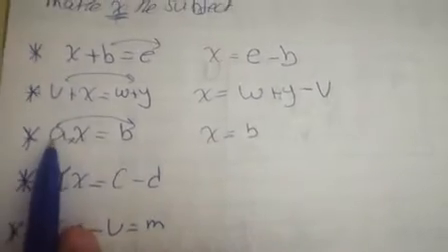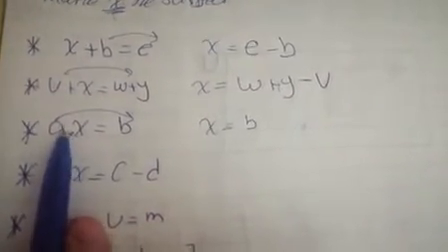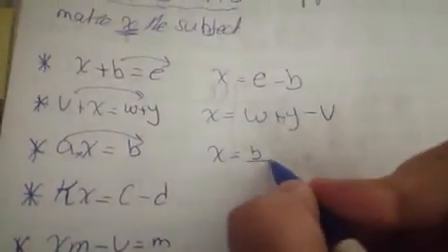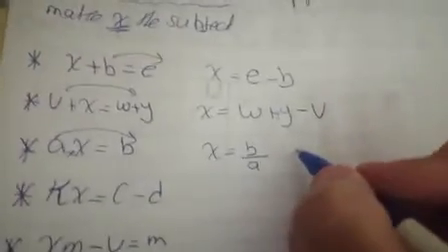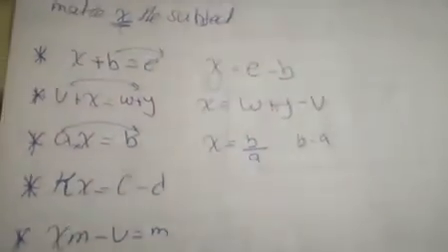X equals b. What is the sign between the a and x? They are multiplied by each other, so we're going to move it there with the opposite sign. Opposite of multiply is divide, so b divided by a, like this. So it will not differ, okay?